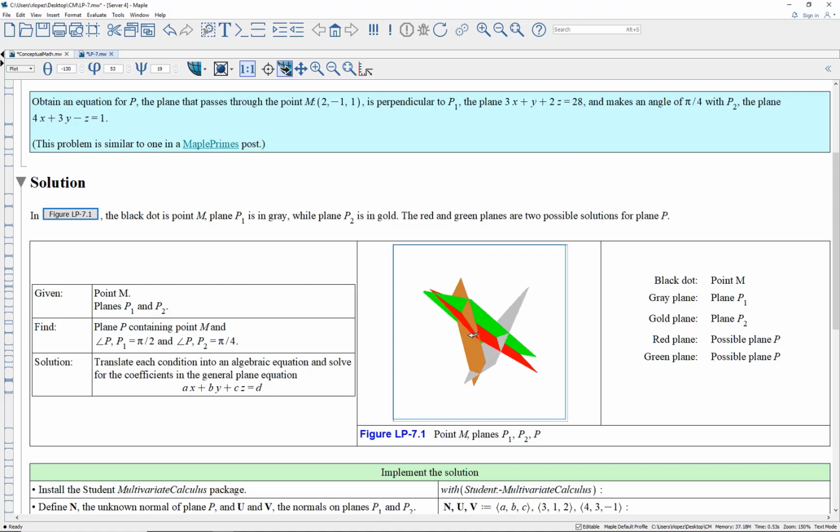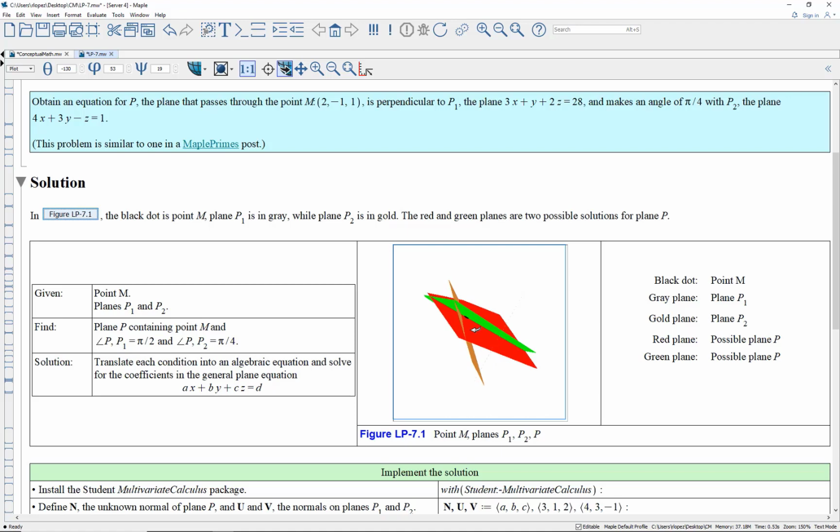Okay, so it turns out that this is what the picture looks like. Oh, that's clearly the point M. That dot is clearly the point M. The gray plane and the gold plane are the two given planes. The red plane is the one we're looking for. So you notice it's orthogonal here to the gray plane, which is the first one, and it seems to make a 45-degree angle with the gold plane, which is P2. But there's another solution. There's this green plane here, not only the red one, but the green one. And that seems to make a 90-degree angle with the gray plane, and it looks like it makes a 45-degree angle with the gold plane.